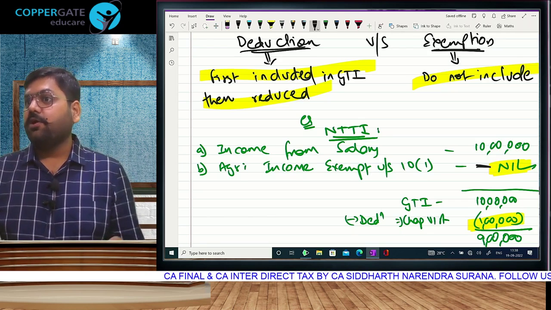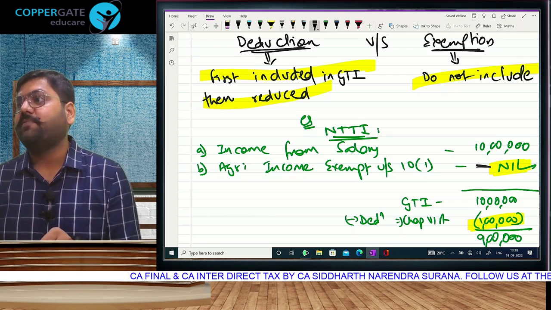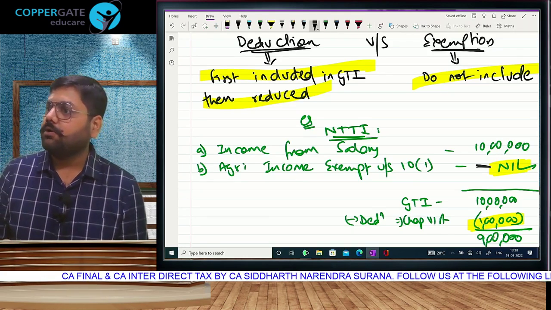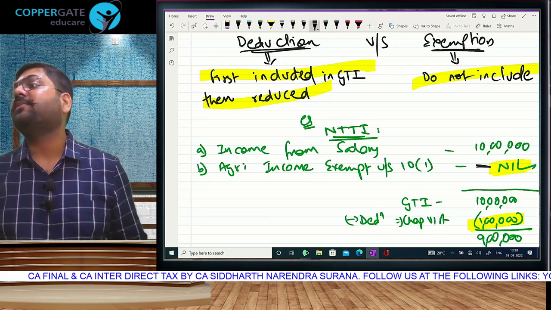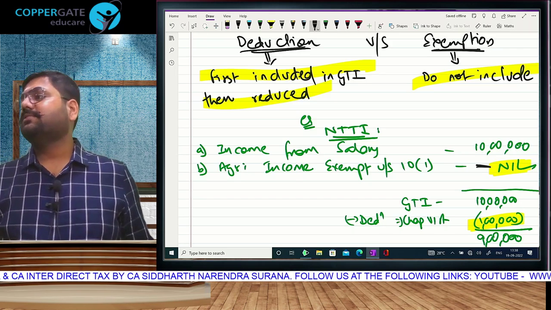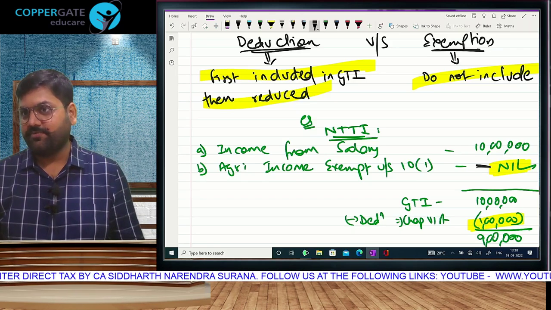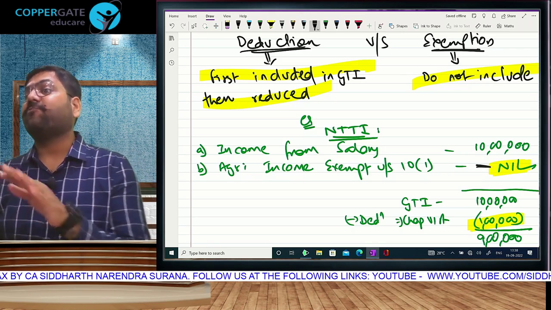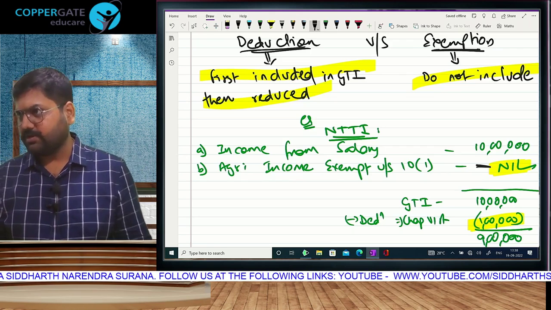How much tax-free? How much part of agriculture income will be tax-free? Full. And for how long? Forever. That is why we keep it under exemption. But as against this, the rule for deduction is a little different. Deductions you may not always get in full. Let me explain with an example.